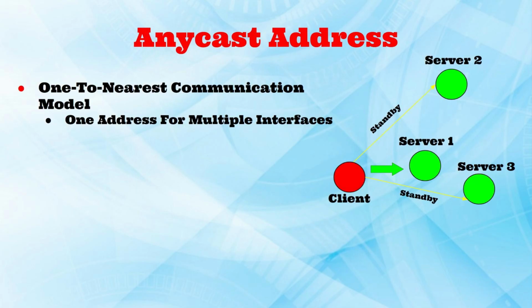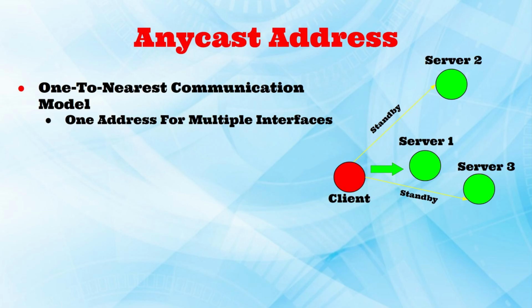The next address type in IPv6 is an Anycast address. Anycast refers to a one-to-nearest communication model where one address is assigned to multiple interfaces on different endpoints. This means multiple destinations can be logically identified by one address, allowing a packet with an Anycast address to always be sent to the closest destination.